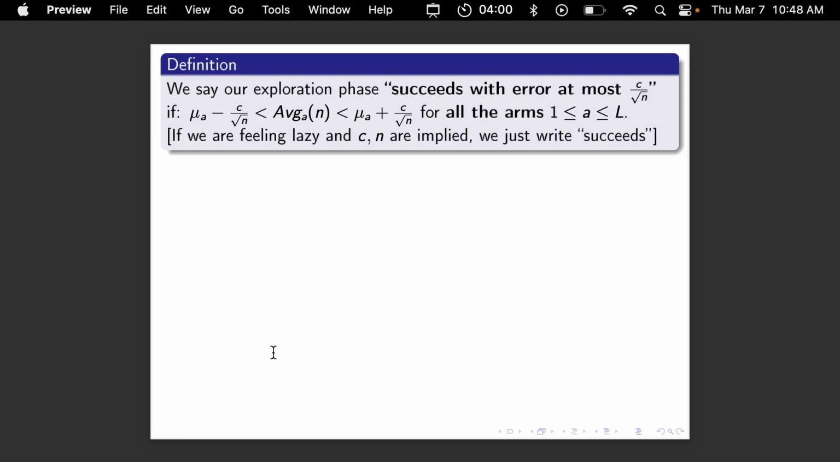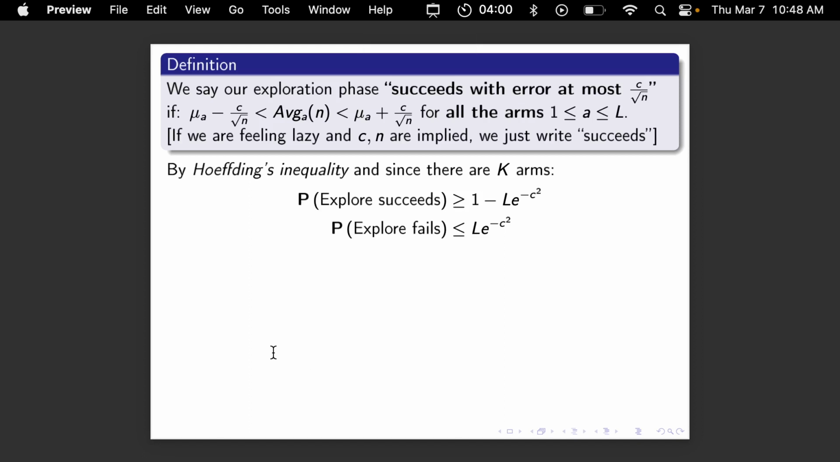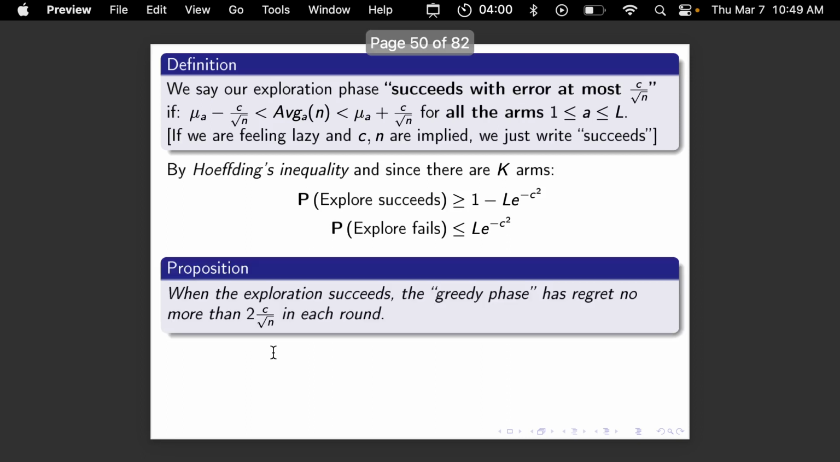Okay, so we're going to explore for n rounds, and we have this notion of what it means to succeed, and by Hoeffding's inequality, we know the probability that it succeeds. The probability it succeeds is at least 1 minus L e to the minus c squared, and the probability that it fails is at most L e to the minus c squared. That is because every individual arm, by Hoeffding's inequality, has at least chance 1 minus e to the minus c squared to succeed. There's L arms, so you can bound it by multiplying by L, or adding the probabilities. So if we cook this up right, we succeed with high probability.